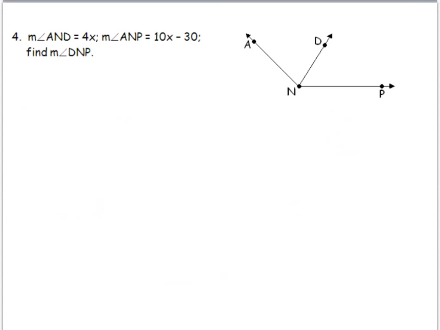All right, last example, you guys. It says that the measure of angle AND is 4x, ANP is 10x minus 30. They want you to find DNP. So let's go ahead and label first, see what they're talking about, and then we can figure this out.